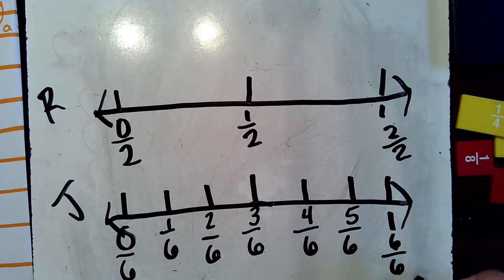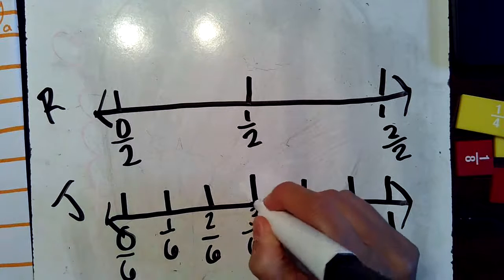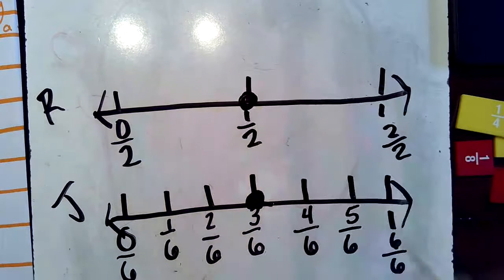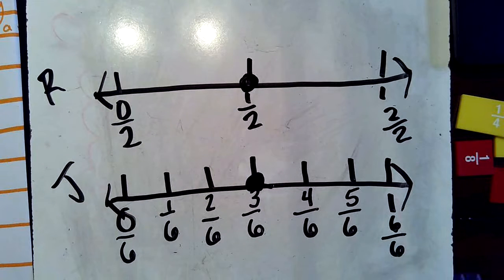Remember, numerator and denominator are the same. It's the same as a whole. So I'm going to put a dot here on 3/6 for Jackson and a dot here for 1/2 on Rylan. And that's one way to prove that they are equivalent fractions.